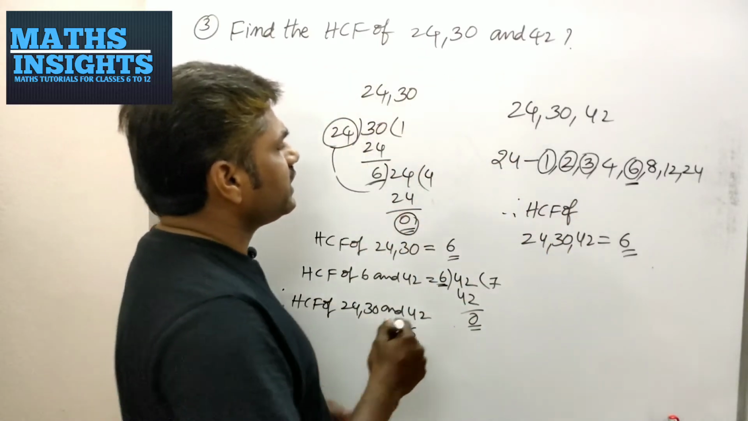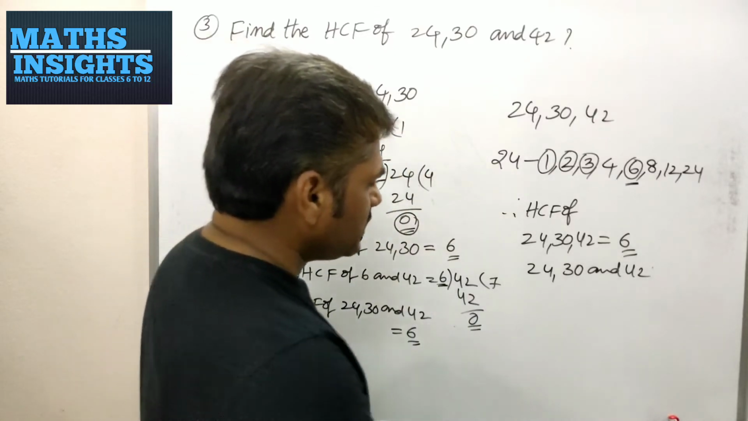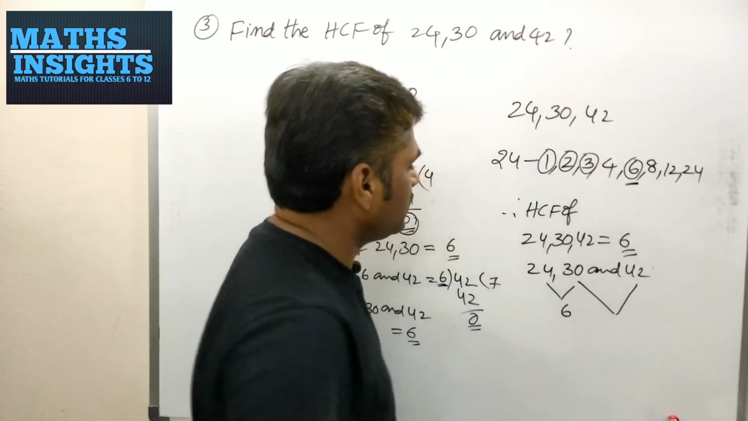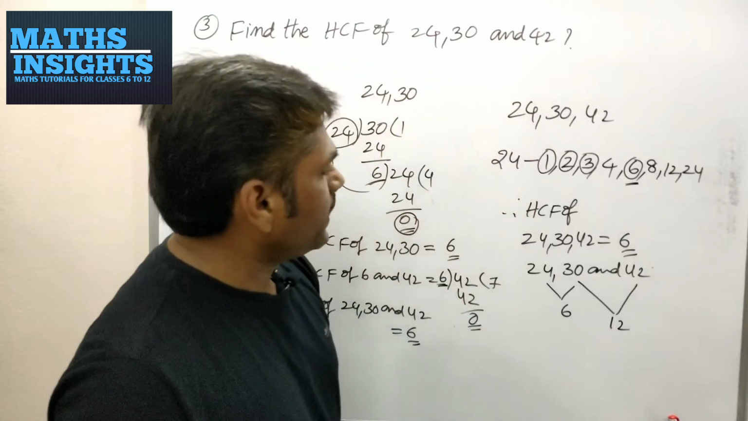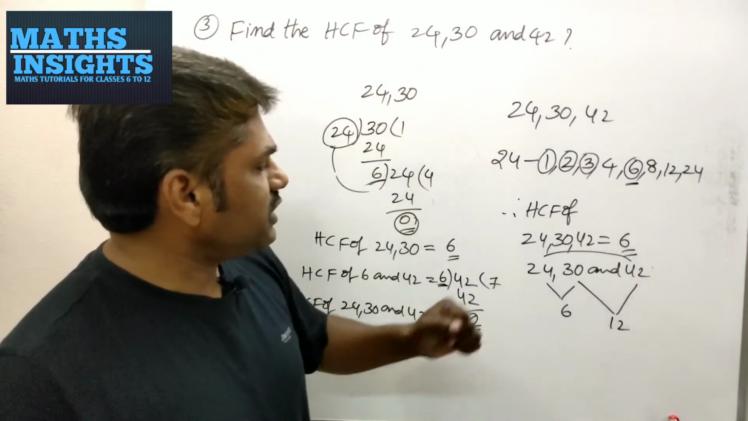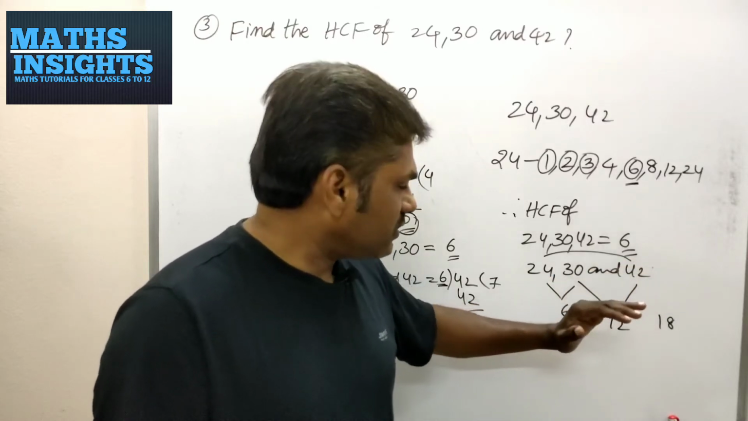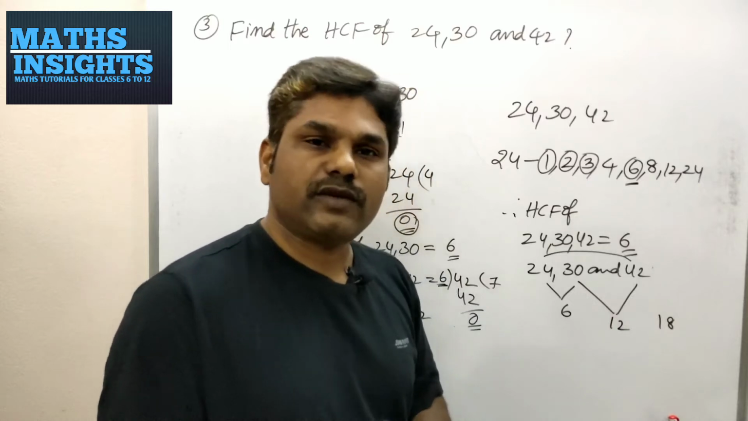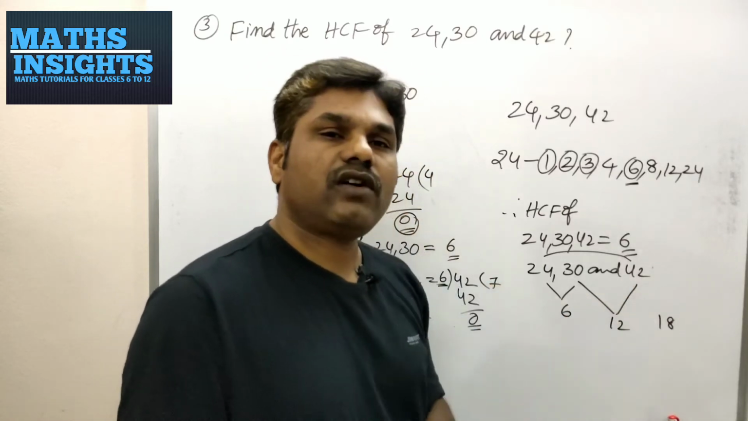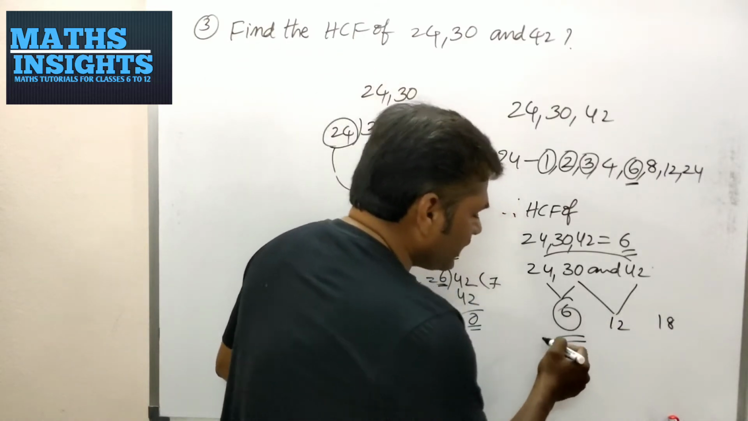See, if you observe 24, 30 and 42, you have to take the differences. The difference of the first two is 6 and the difference of the next two is 12. The difference of 24 and 42 is nothing but 18. The HCF of these three numbers will also be the HCF of these differences. If you observe, 6 will divide all of them. 6 1s are 6, 6 2s are 12, 6 3s are 18. Therefore, 6 is our HCF.